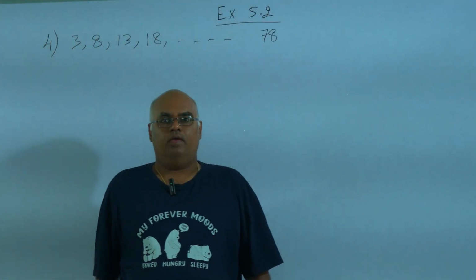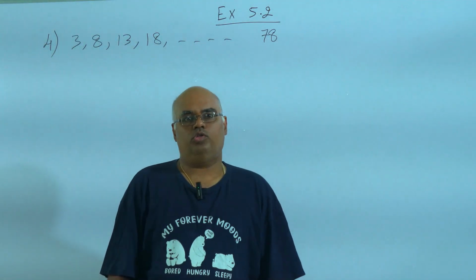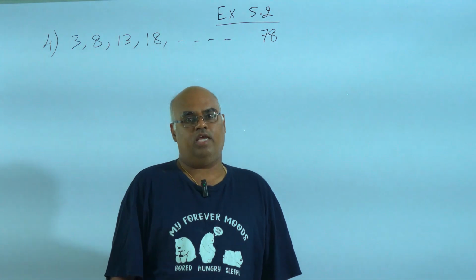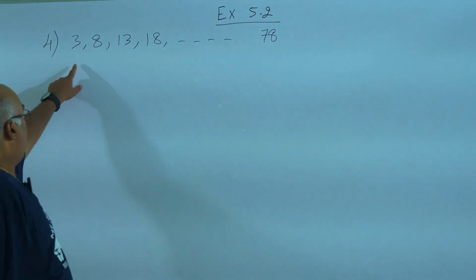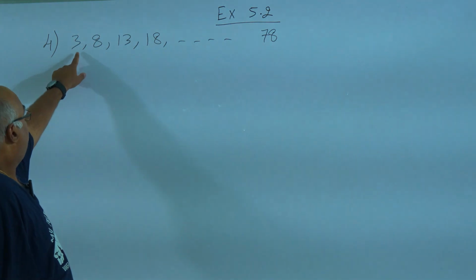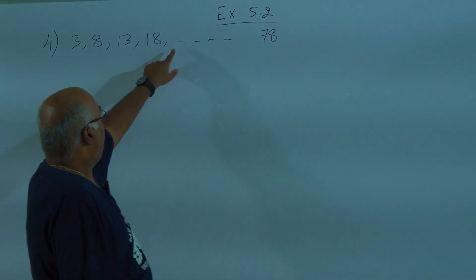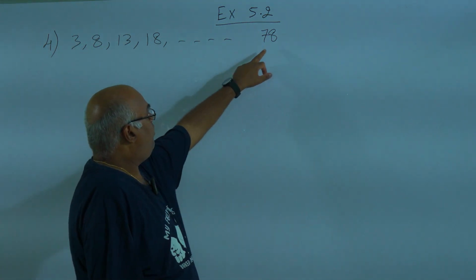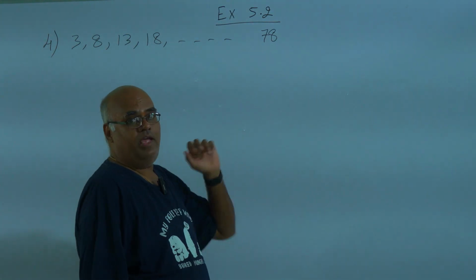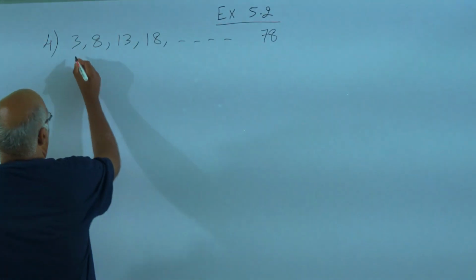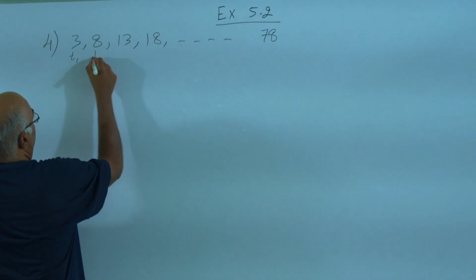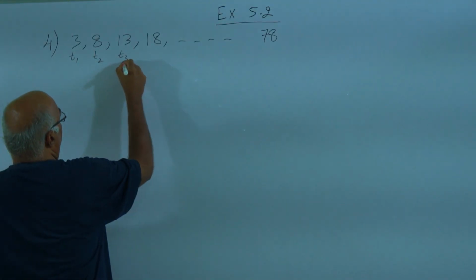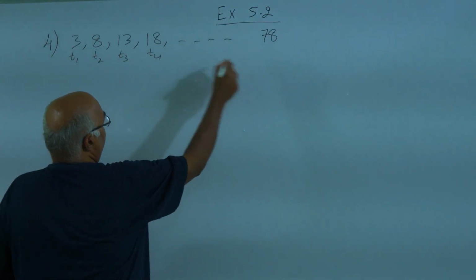Hello viewer, in this session I am going to solve the fourth problem of exercise 5. In the fourth problem we have been given the arithmetic progression 3, 8, 13, 18 and so on, and we have to find which term is the 78. First let us take, this is T1, this is T2, this is T3, this is T4 and so on.